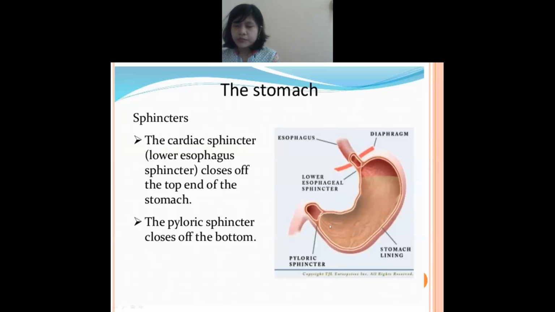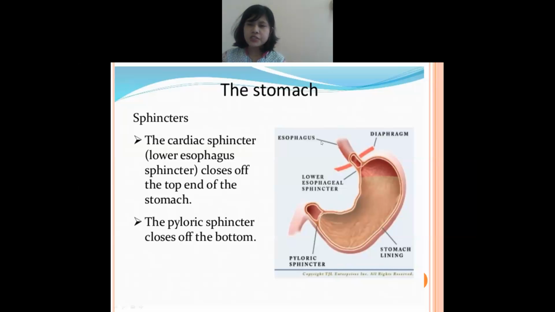As the food passes, it will try to go out, which is through the pyloric sphincter. This is known as the pyloric sphincter, the ending or bottom part of the stomach. Did you understand? The first part is the lower esophageal sphincter, from where the food bolus or chyme will enter and go straight into the stomach. After entering the stomach, it will go towards the pyloric sphincter and then go down. Did you understand?